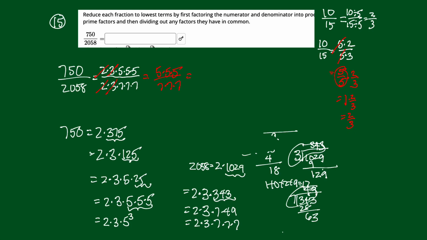Now I'm going to write this like this. You could leave it like that, but how about 5 cubed over 7 cubed? We'll claim that that's our answer. So I'm going to write that up here. So I'm going to write it as 5 cubed over 7 cubed.